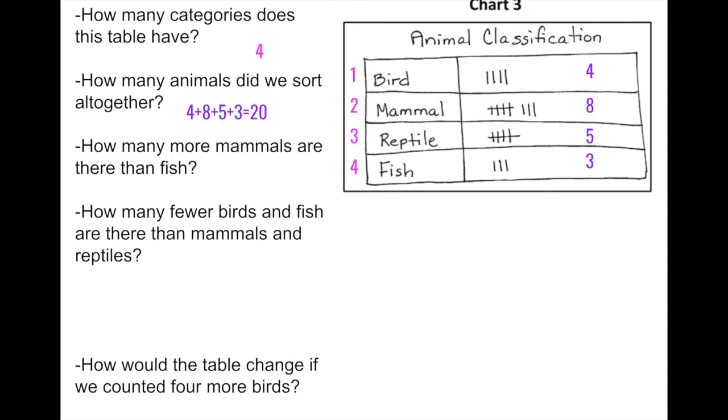Now we can answer some comparison questions. How many more mammals are there than fish? So I want to take my mammal number and subtract my fish number. 8 minus 3 equals 5. So there's 5 more mammals than fish.